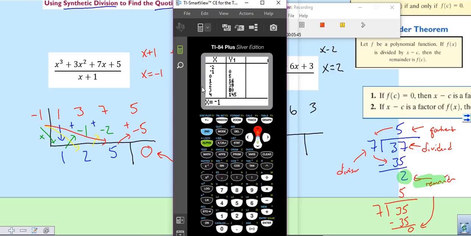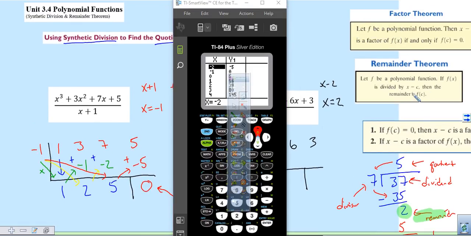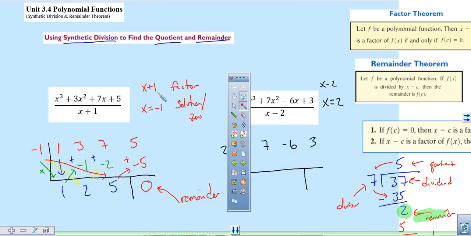So by checking in our calculator, we're using what's called the remainder theorem. The remainder theorem says that if you take a factor, x minus c, so in this case we took x plus 1, so that's like x minus c, we convert it over to a 0, and we plug that in, we plug in f of -1, then whatever you get out will be called your remainder.